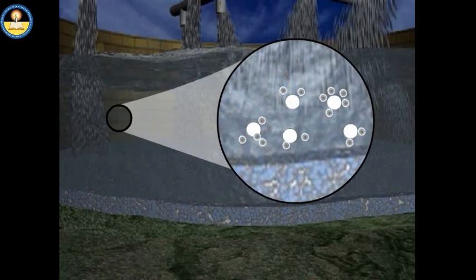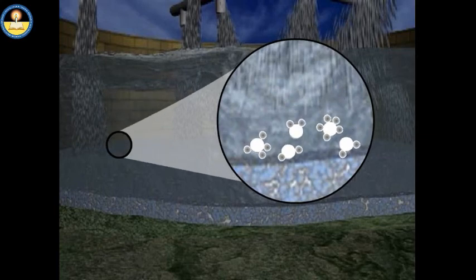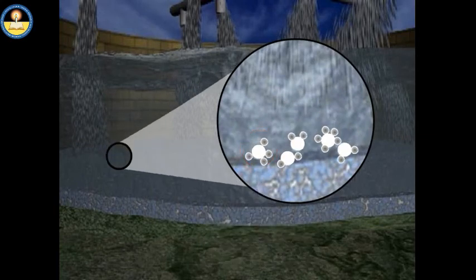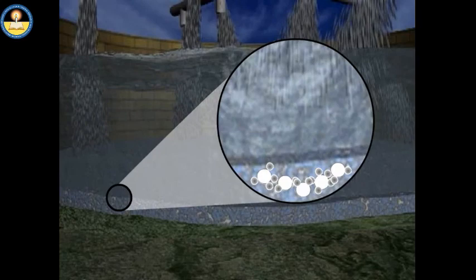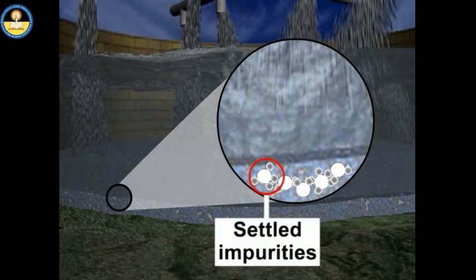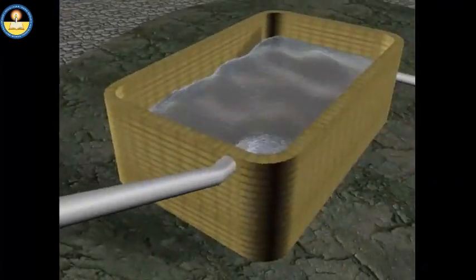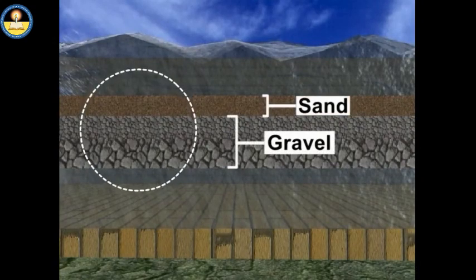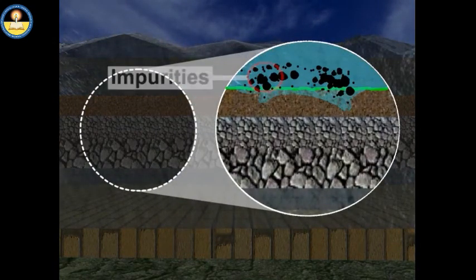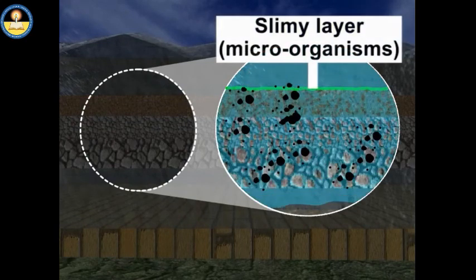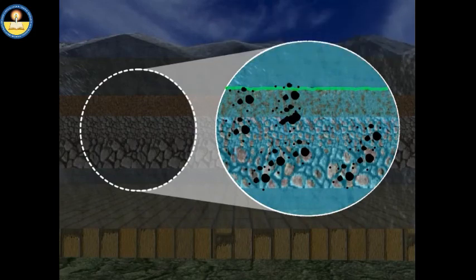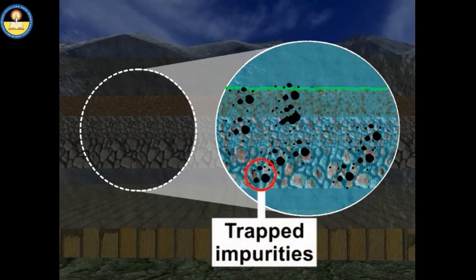Lime reduces the acidity of water. Coagulated impurities are made to settle down by allowing the solution to stand still for about 15 days. Water is then passed over filtration beds that consist of layers of sand and gravel. Impurities settle over the sand to form a slimy layer of microorganisms at the top. Impurities are also trapped in the layer containing gravel.